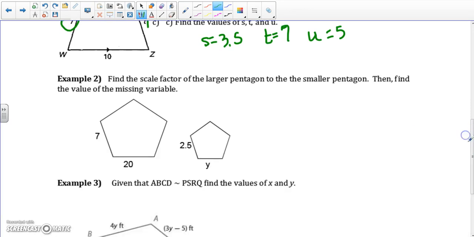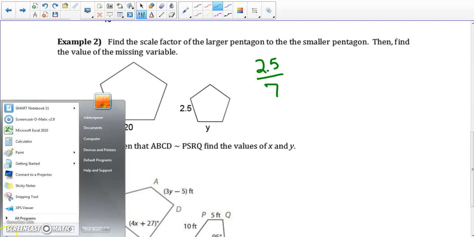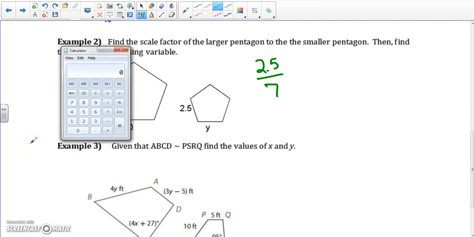So let's see here. Find the scale factor of the larger pentagon to the smaller pentagon. So the scale factor of going from the larger to the smaller. It's always the new figure divided by the old one. So the large one divided by the small one is 2.5 over 7. And I didn't have my calculator handy. Let's see if I can grab it real quick. There we go. Scale factor, 2.5 over 7. So, you know, about there. I'll keep it as a fraction. It's kind of nice to have it in that fraction form.